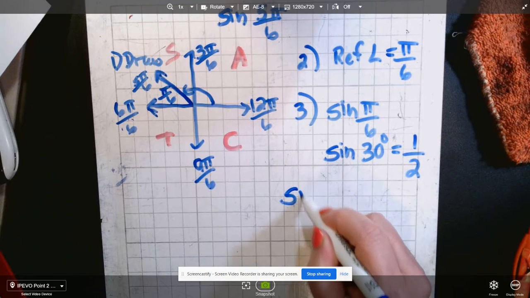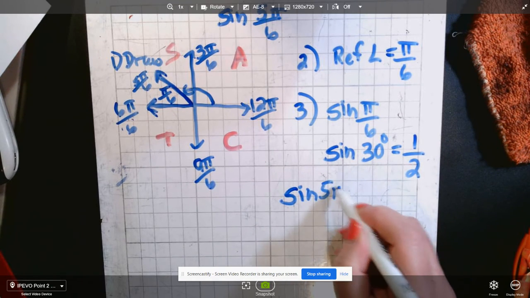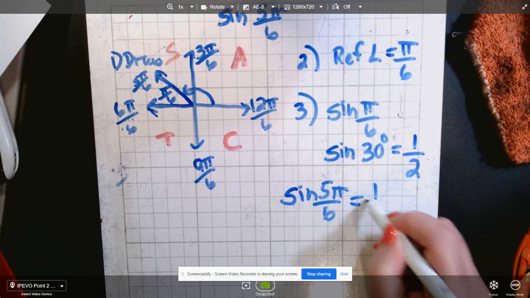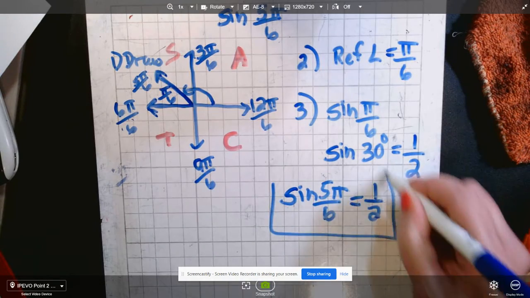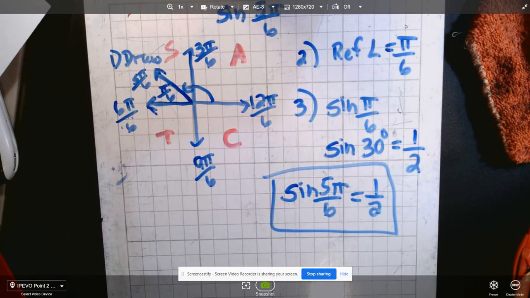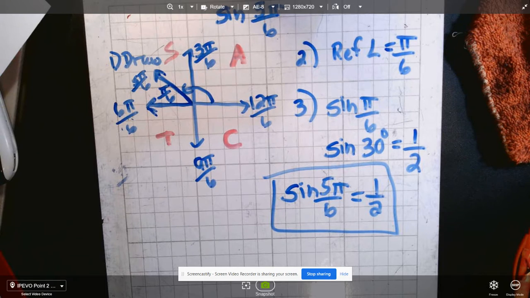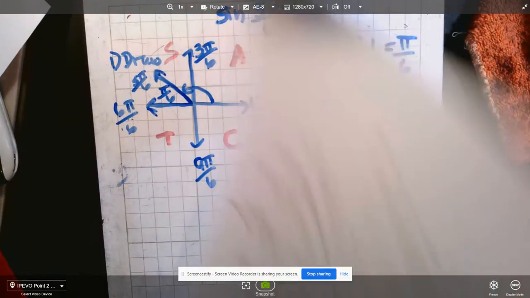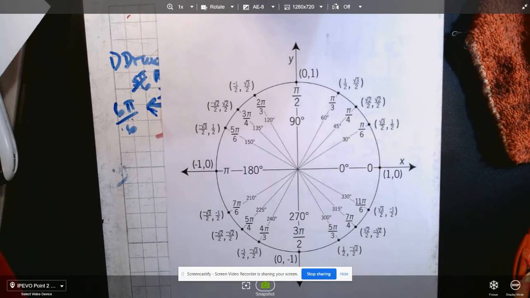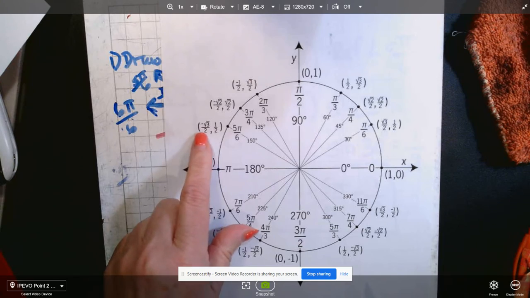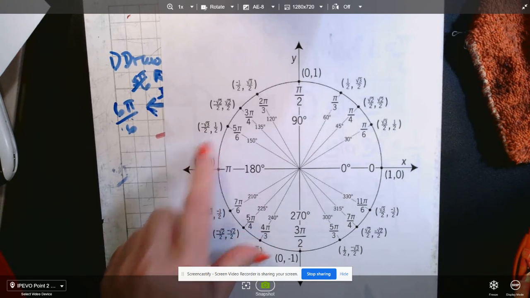So now I know that the sine of 5 pi over 6 equals 1/2, and that is my answer without using my calculator or looking at my unit circle. Now, if I wanted to check my answer, I could find my unit circle, which is right here, and I can look at it. 5 pi over 6 is up here. This is cosine, sine, and in fact, 1/2 is correct.